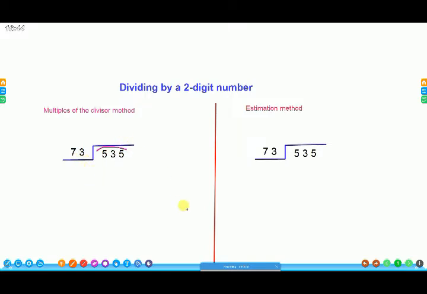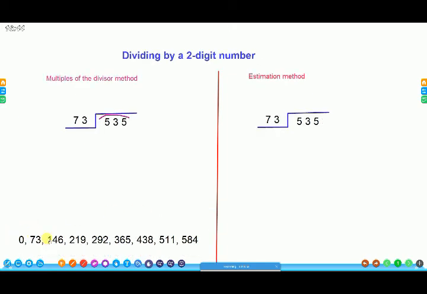And to find the quotient, on a scratch paper I need to write the multiples of 73, starting with 0. So the multiples of 73 are 0, 73. I keep on adding 73, 73 plus 73 is 146. I keep on adding the multiples of 73 until I find a multiple of 73 that is either equal or just before 535. An example here, when I reach 438, I add 73 on a scratch paper and I find the next multiple.